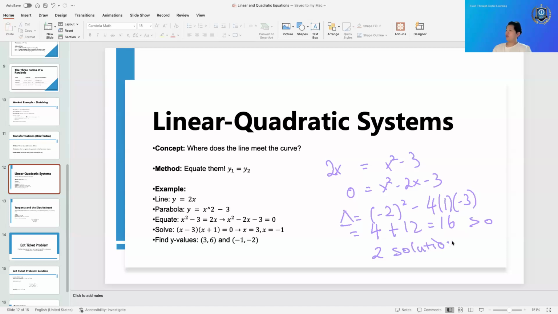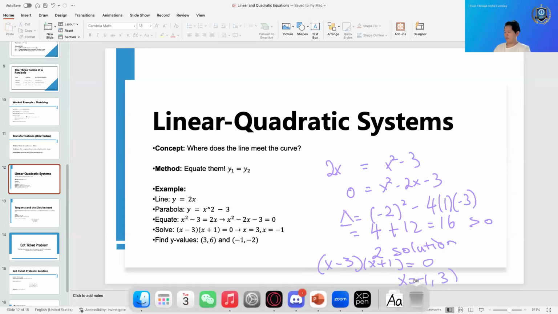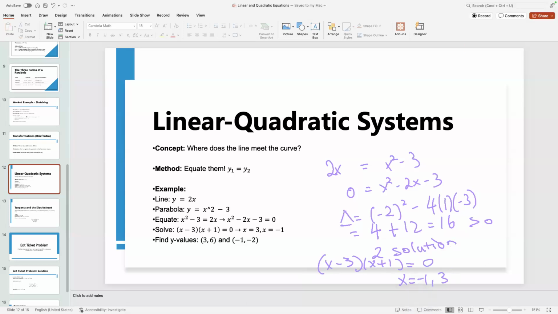My goal is to find the 2 solutions, in which I just factorize it. I get x minus 3 and x plus 1 equals 0. By the null factor law, x equals negative 1 and 3. Does that make sense now? That's linear quadratic. You've done these questions before, right?